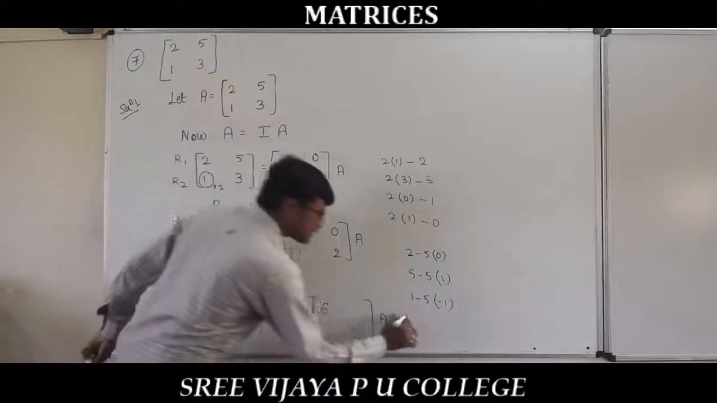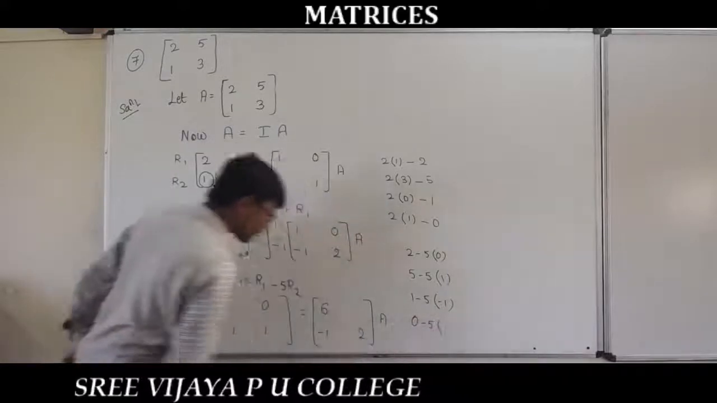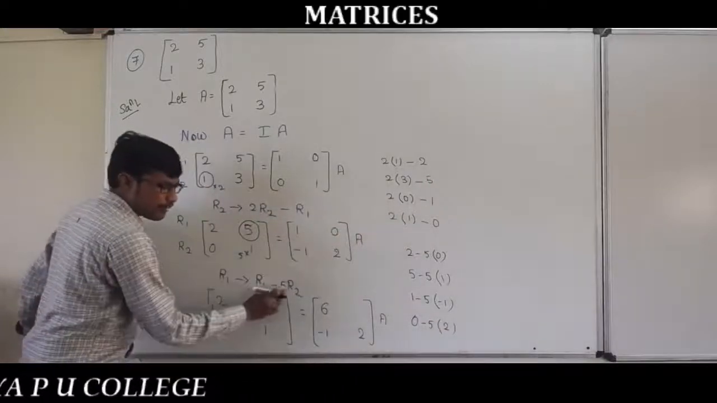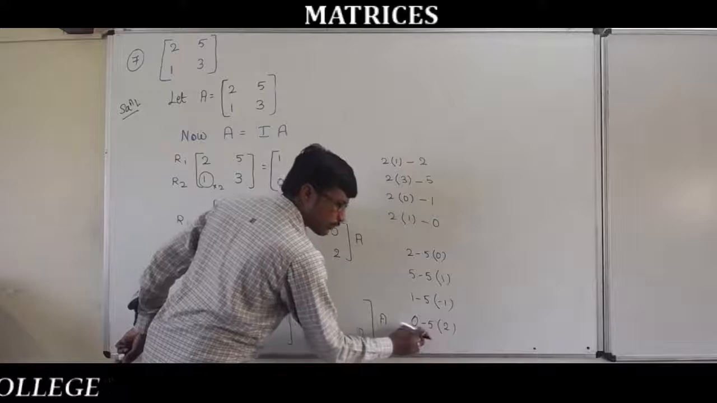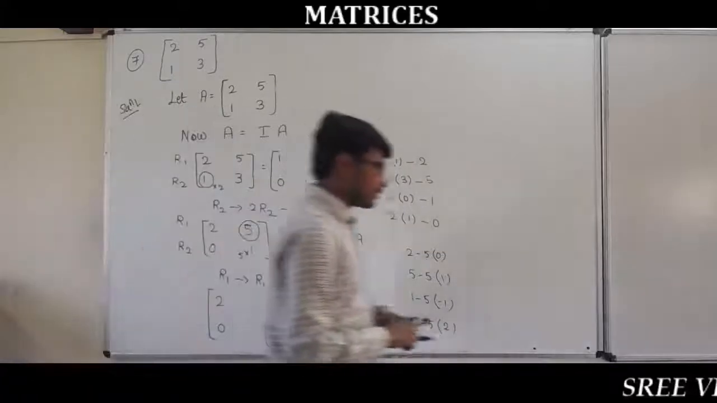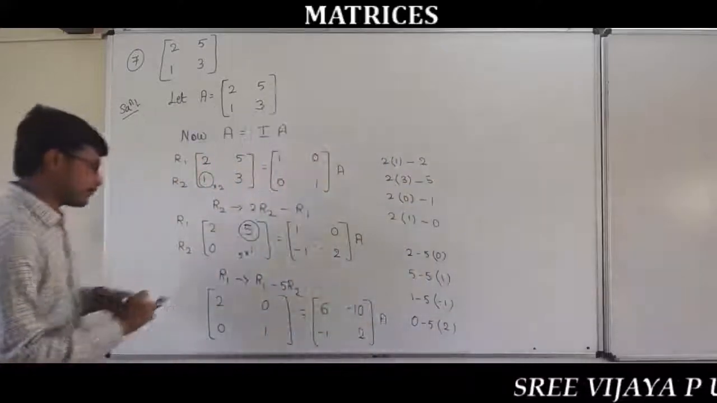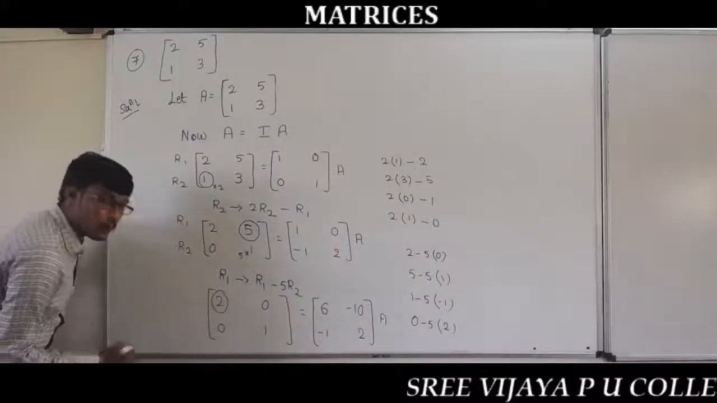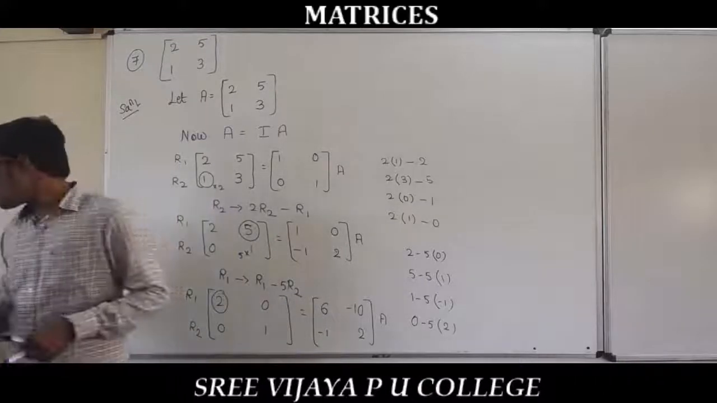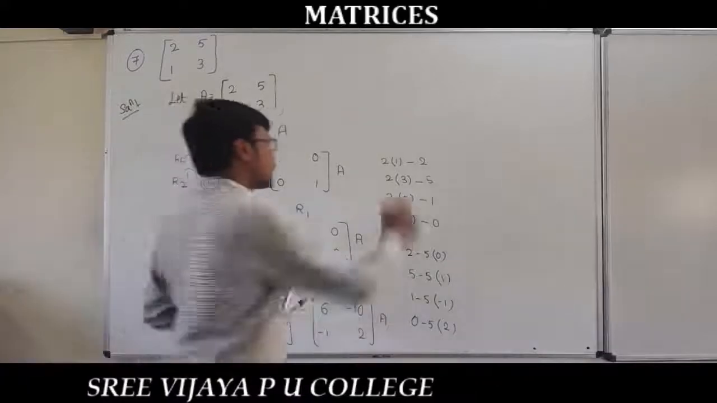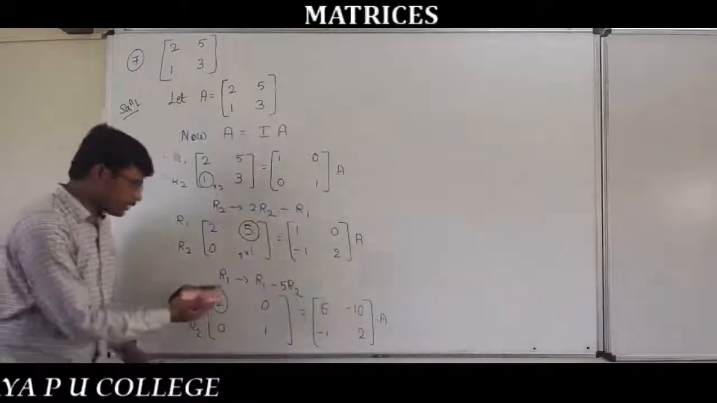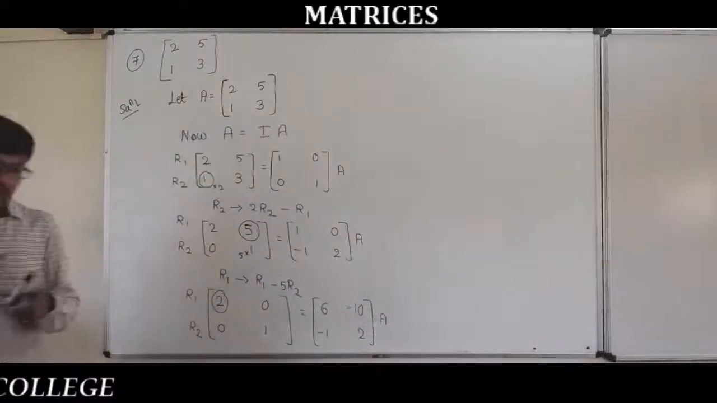Next, R1 is 0 minus 5 times R2 is 2. 0, you can leave. Minus 5 into 2 is minus 10. So you got that? So next one. Now the last step. To make it as 1, it is in R1. To make it 1, what can we do? We can just divide that row with that element. Which row? R1. Which element? 2. Divide by 2, and you will get that 1.